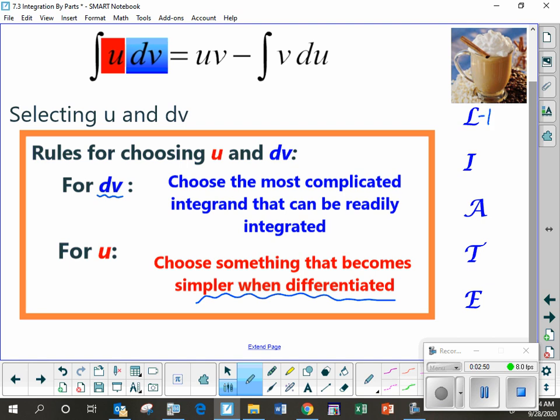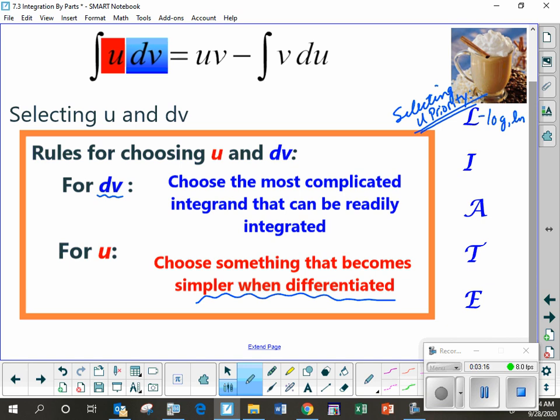So L stands for logs or ln's for selecting u. So you better write selecting u priority. If there's a log or natural log present, choose that for your u, because I can take the derivative of those. Finding the integral of them is much more difficult.